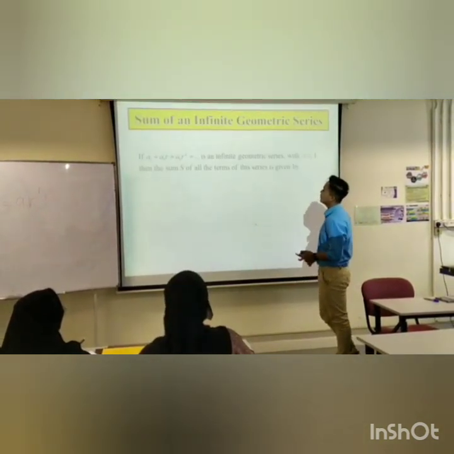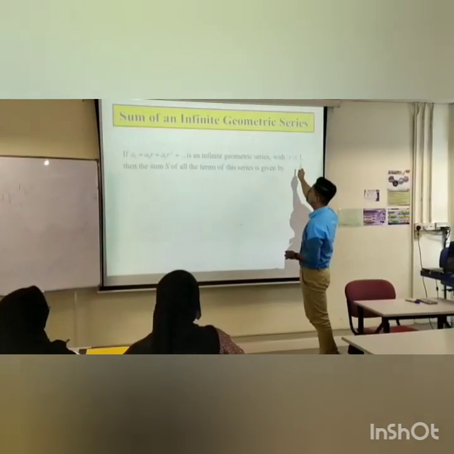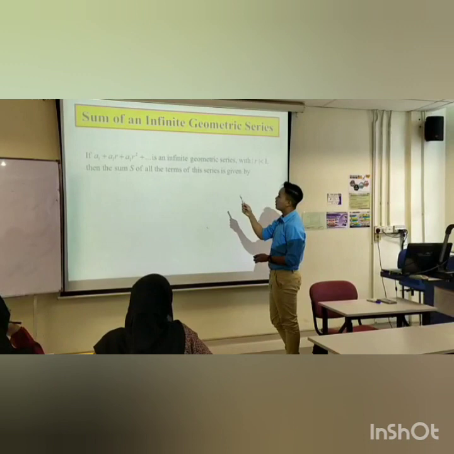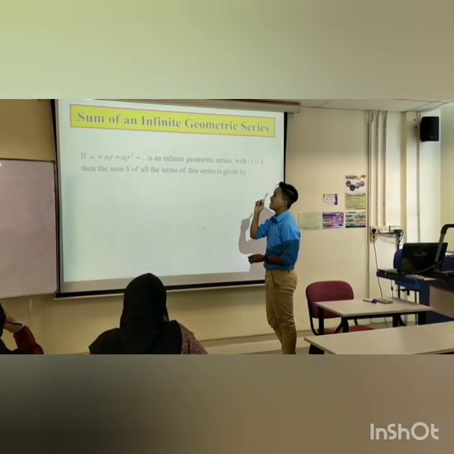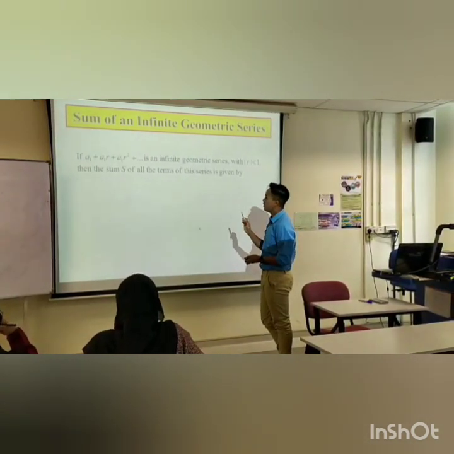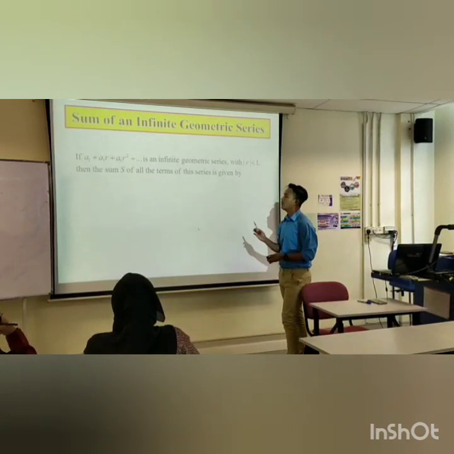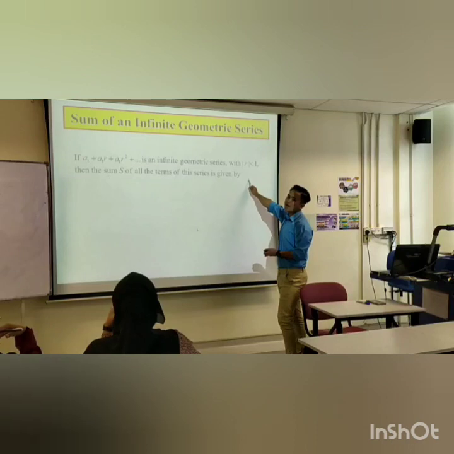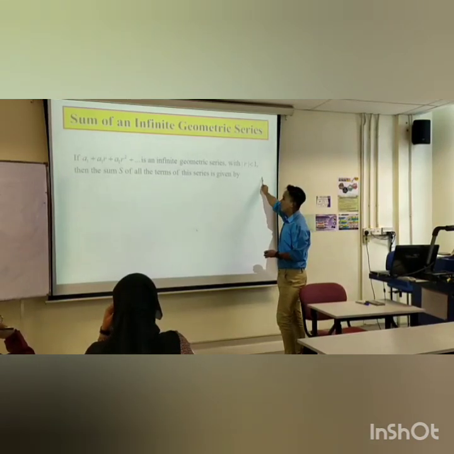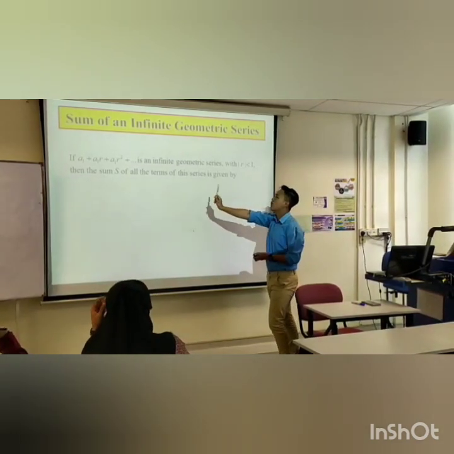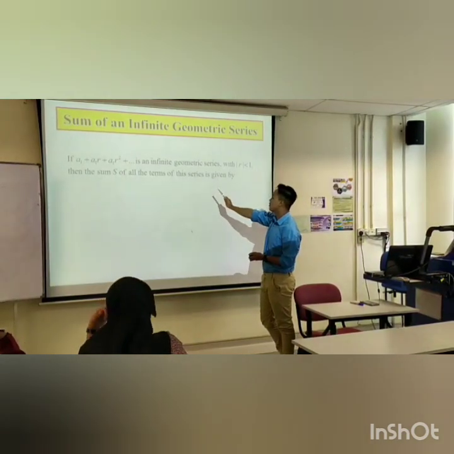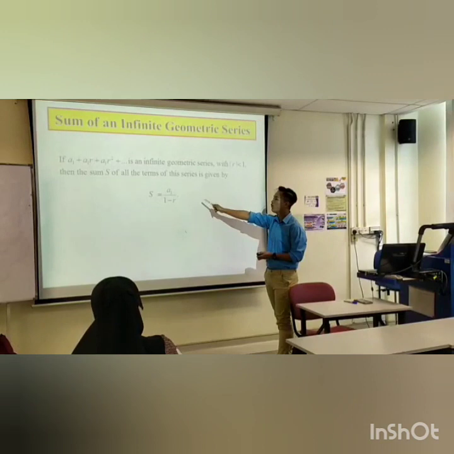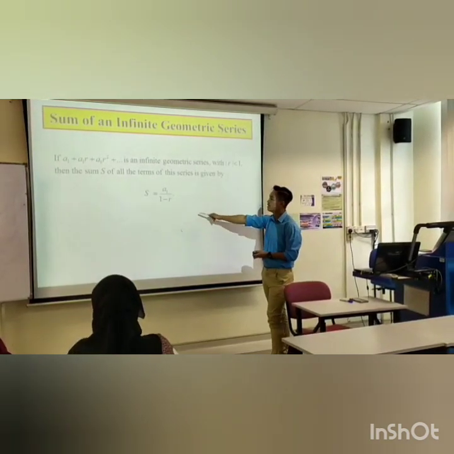Okay, moving on. Sum of an infinite geometric series. If A1 plus A1R plus A1R squared plus dot dot dot is an infinite geometric series with modulus of R less than 1, then the sum S of all the terms of this series is given by S equals A1 over 1 minus R.